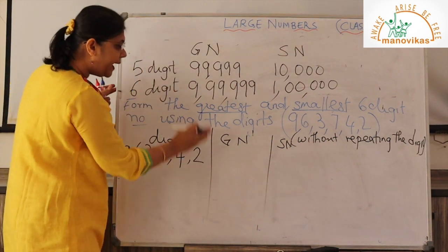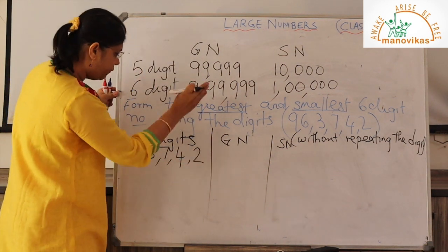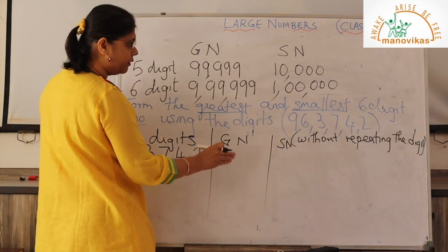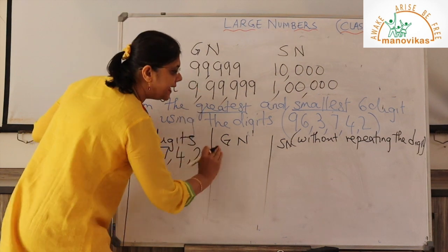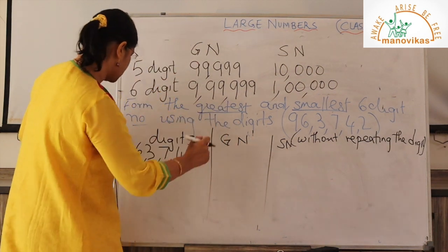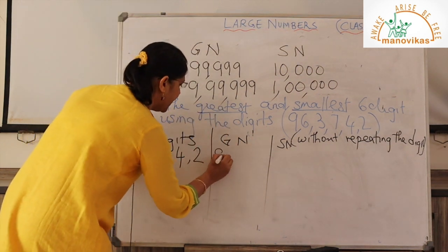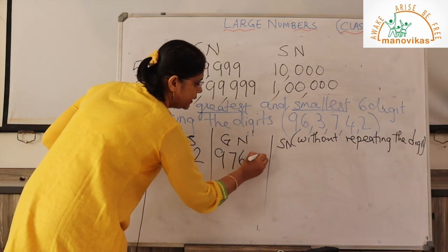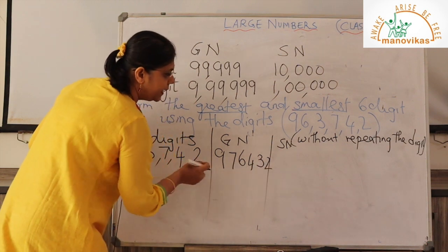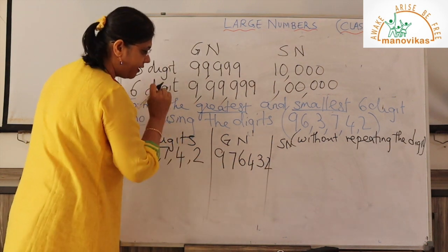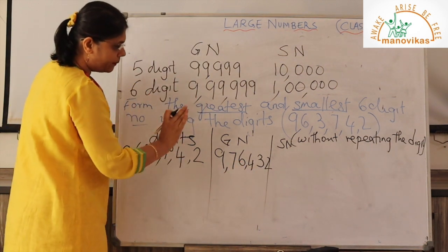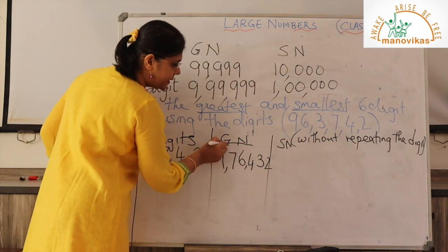Now, to make the greatest number, we have to write the digits in descending order, that is from big to small. Now, which is the biggest digit? 9, 7, 6, 4, 3, 2. This is the descending order of my digits, right? Now, separate them with proper commas at the required places and you get the greatest number.